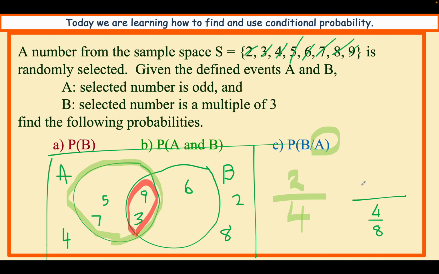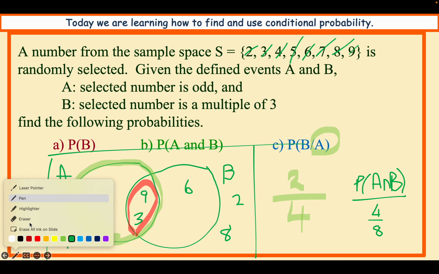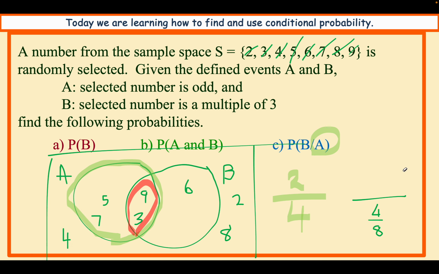But remember, when we're doing this formula, this top bit is going to be probability of A and B. So A and B clearly is just going to be the middle section, which is 9 and 3. So if we're having a look at 9 and 3, our answer is simply going to be 2 over 8. And then you can see that 2 over 8 divided by 4 over 8, because they've got the same denominators, actually just cancels to 2 over 4, which is the same as 1/2. We will be going over Venn diagrams in a lot more depth in future lessons.